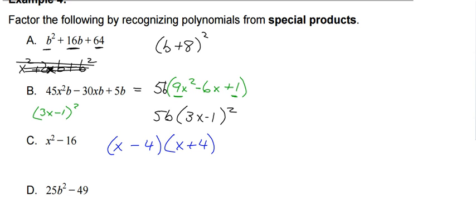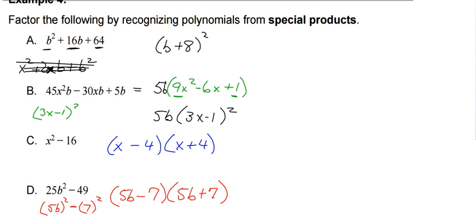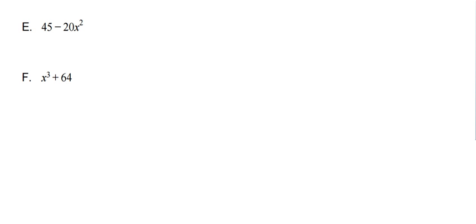Same thing on the next problem here. This is 5b squared, and this is 7 squared. So I'm going to do conjugates with square roots here. 5b minus 7, and then 5b plus 7. That's it. I've got a couple more binomials here.